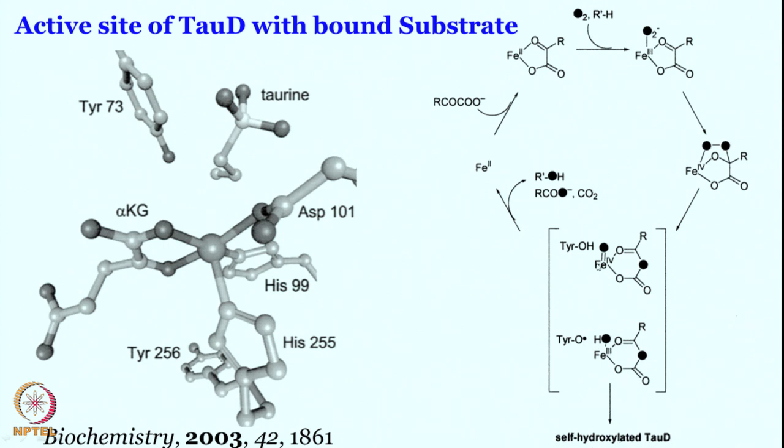Now, in the presence of a substrate like this R'H, if it is sitting right next to it, ROH formation will be going on. Decarboxylation can lead from alpha-keto glutarate to succinate. Of course, carbon dioxide also will come out, and the overall catalytic cycle can be completed by the regeneration of iron 4 to iron 2, right.